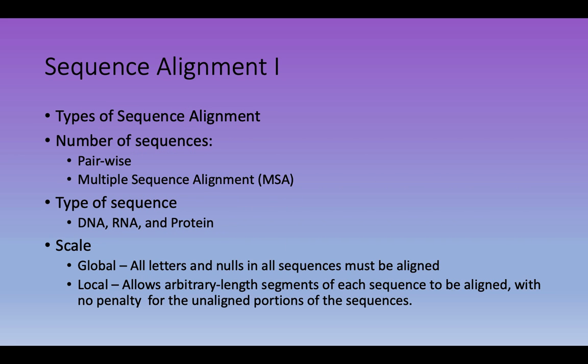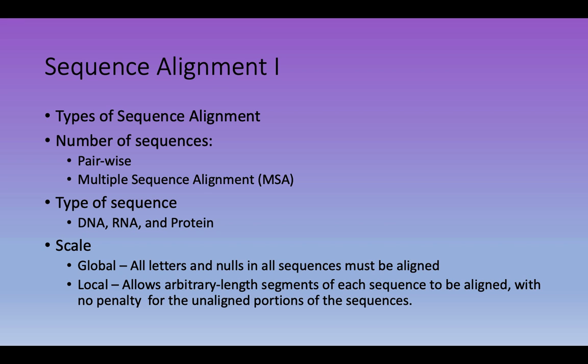So when we think about sequence alignments, there's a bunch of different ways we can define this. One of the principal ways is thinking about the number of sequences. In this case, we have both pairwise and multiple sequence alignment. Pairwise is just 2 sequences. Multiple sequence alignment is more than 2 sequences. We have types of sequences, DNA, RNA, protein, all aligned using different mechanisms and algorithms.